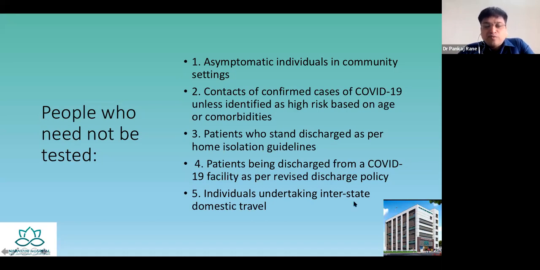Everyone who has previously traveled in the last 1 or 2 months, if you wanted to travel to a different state, you had to take RT-PCR and show the RT-PCR report on arrival at the airport or railway station. But now interstate domestic travel restrictions have stopped. People should not be tested.